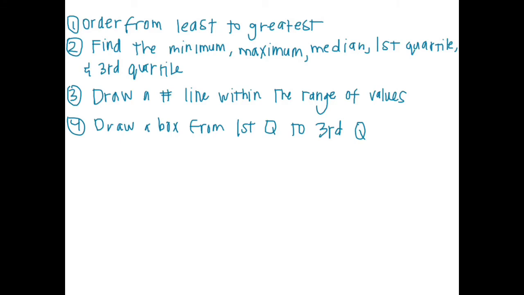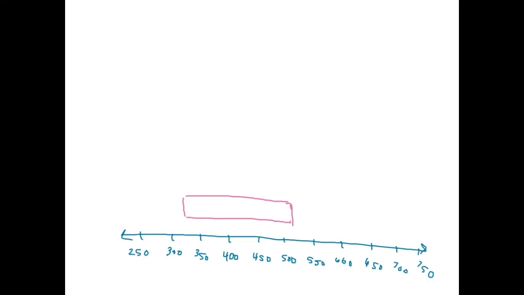Now I'm going to draw a line at the median. Remember, the median is the middle number in a set of data, and the middle number in this set is 390. So the median isn't necessarily in the middle of the box, or even in the middle of the number line. The median is the middle number in the list of numbers that we wrote down. So I have my first quartile, my median, my third quartile.